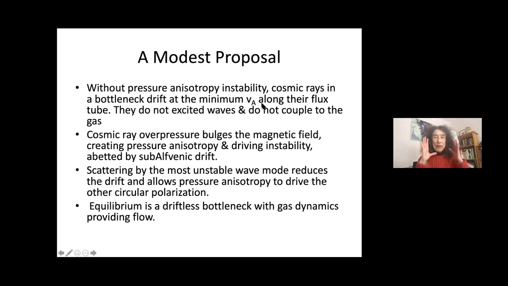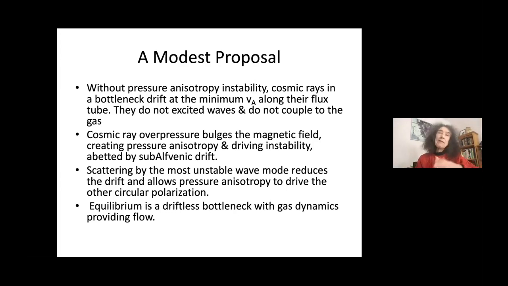So without the pressure anisotropy instability, the cosmic rays in a bottleneck would drift at the minimum Alfvén speed along their flux tube. They don't excite the waves and they don't couple to the gas. But the overpressure that accompanies the bottleneck bulges the magnetic field. And it doesn't have to bulge it to an extent that's visible to the naked eye.